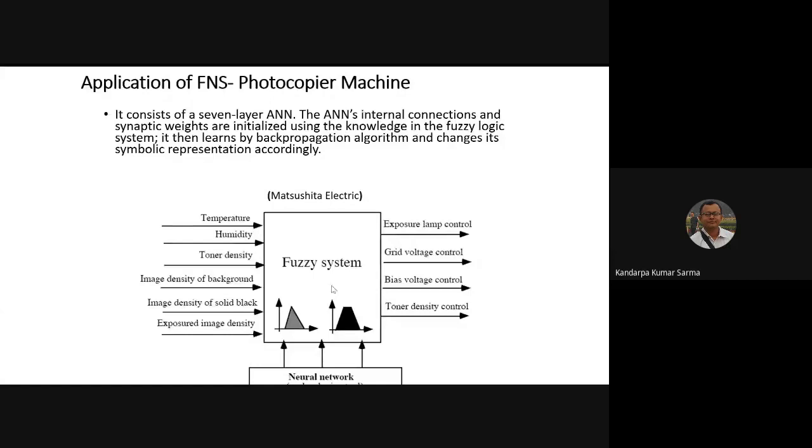This particular Japanese system developed by Matsushita will take many feeds: temperature, toner density, image density of the background, image density of the solid black, exposed image density. Now all these will be taken as pattern feeds to the fuzzy system. Now its controlling will be done by the help of a neural network that will have an exposure control lamp, a grid voltage control, a bias voltage control, and then a toner density control. It gives very good results.